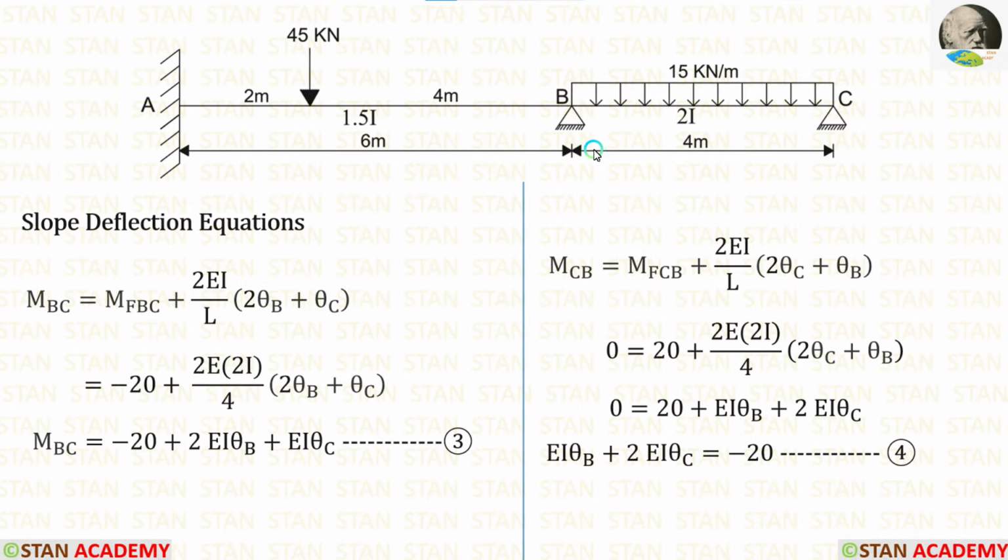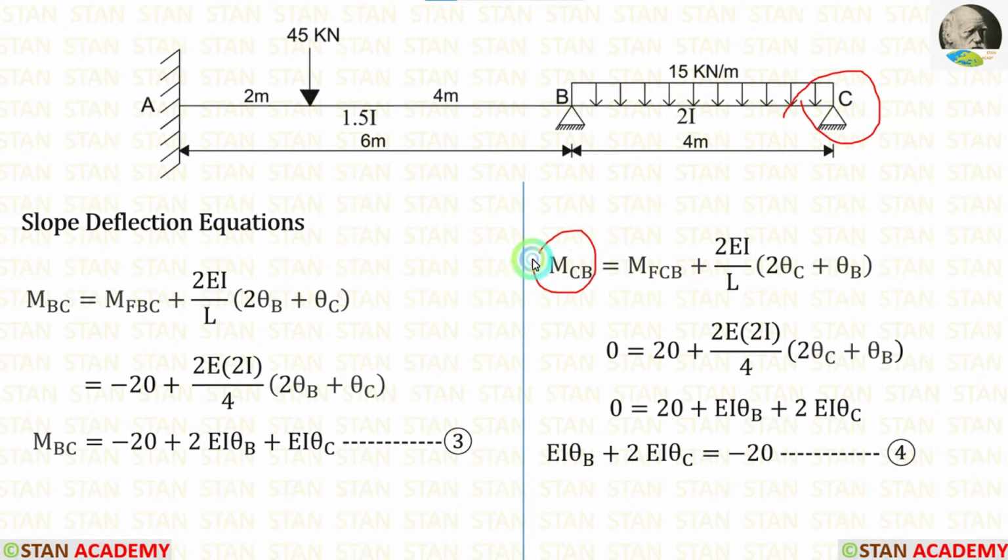Now let us make the slope deflection equations in the span BC. In the span BC, the moment of inertia is 2i. So instead of I, we have to apply 2i in both of the equations. We have already calculated the fixed end moments. We can apply them. The length of BC is 4 meter. We can apply that. In this equation, let us make the first equilibrium equation. We know that in the point C, there will be no movement.